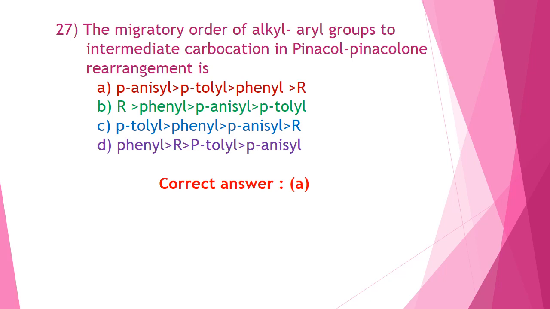Question number 27. The migrating order of alkyl and aryl groups to the intermediate carbocation in pinacol-pinacolone rearrangement is, the correct answer is A. A. Para-anisyl greater than para-tolyl greater than phenyl greater than alkyl group. Correct answer is option A.